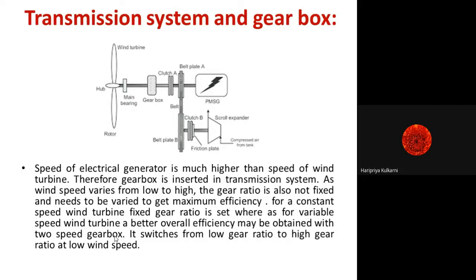This is standard. It switches from low gear ratio to high gear ratio at low wind speed. Depending upon the wind speed, suppose the wind speed is between 5 to say 7 meters per second, or 7 to 15 meters per second, depending upon that, we can adjust the two gear system. So this is about the transmission system and gearbox needed.